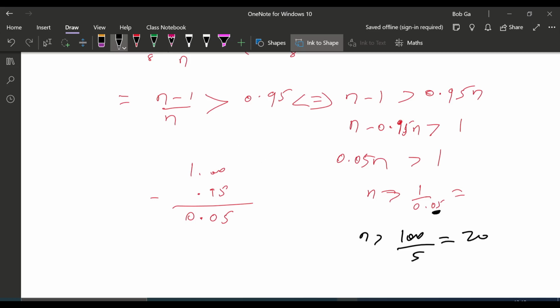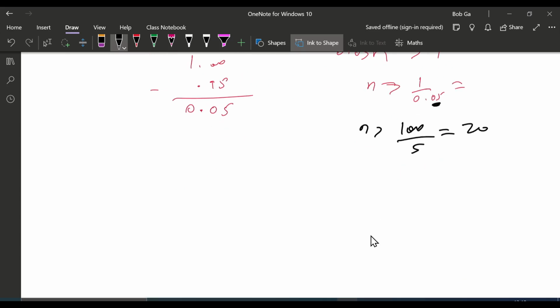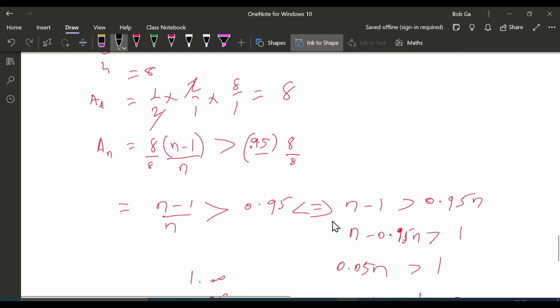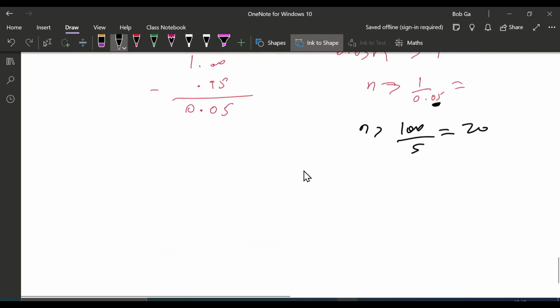So n should be greater than 20 for that condition to be met. Because it's a natural number, the next value after 20 will be 21. So n must be equal to 21, because here we say n is greater than 20. So n must be equal to 21 to get the value.